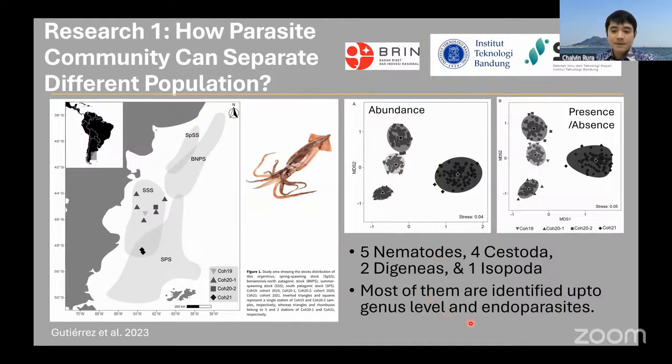But in this paper, they only use endoparasites. And so what does it mean for endoparasites? Endoparasites are parasites that are within the body cavity, like in the stomach, intestine, and usually the muscle. But for this approach, you usually don't check the muscle. You only check the stomach and the intestine.